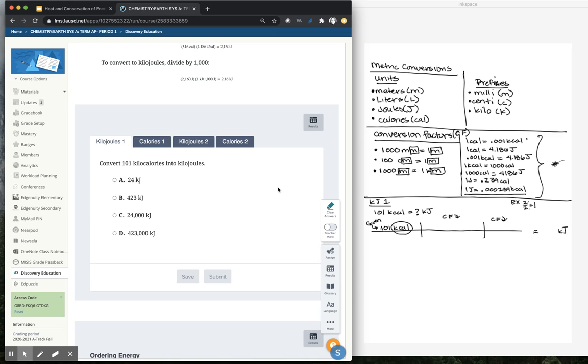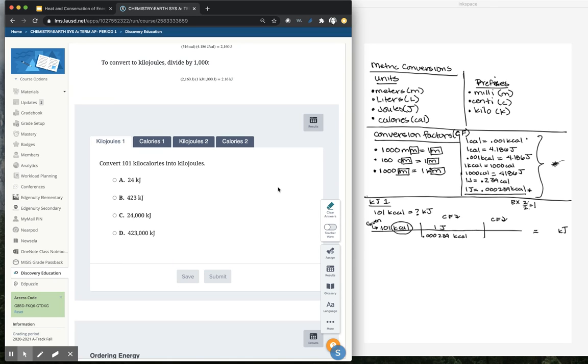So in my conversion factor here, I'm going to put the kilocalories and the number next to it on the bottom. So the 0.000239 kilocalories on the bottom and 1 joule up on top. Again, always remember to include the number and the unit. And then that's going to get us into joules.